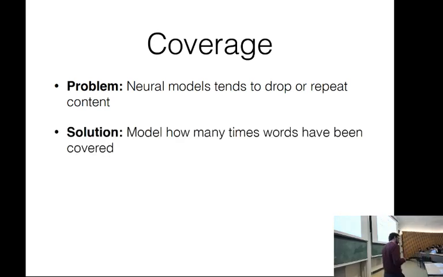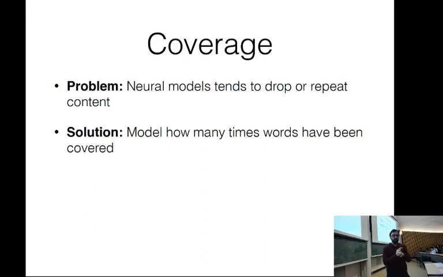Now, in the neural realm, neural models tend to drop words, to drop content, or repeat content. When you start, if you haven't already, training a language model or a translation model, in the very beginning, hopefully, and only in the very beginning of the training, you'll have outputs like this.